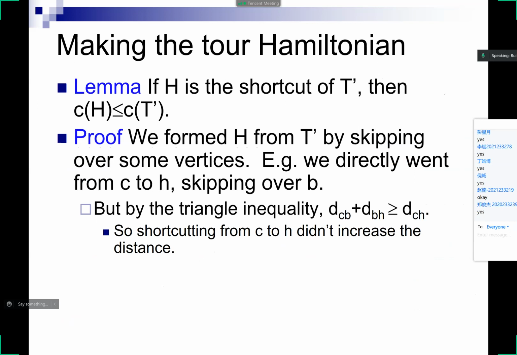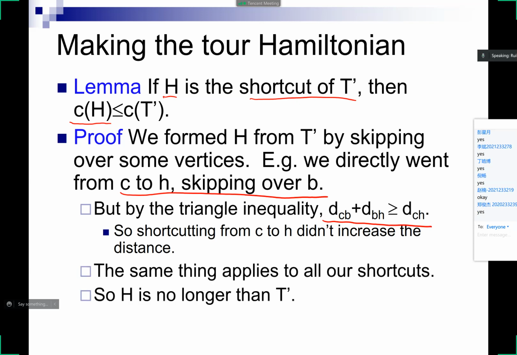This lemma just formally states what I just showed you, which is that if H here is the shortcut of the original DFS, which I'm going to call T prime, then the C of H, the cost of H, is no more than the cost of the DFS. The reason is simply that we did some shortcuts, we skipped some intermediate nodes, and so by the triangle inequality, you never make your path longer when you skip over these nodes. This applies to all of our shortcuts, and so in the end, the shortcut path is not longer than the DFS path.